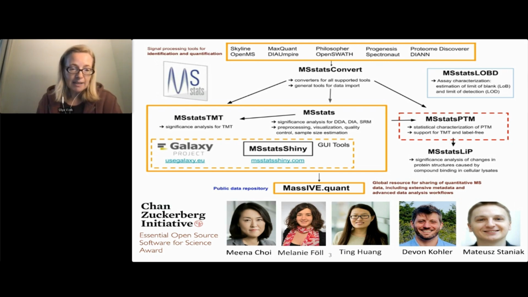Shiny is an R framework to build graphical user interfaces, and most of the functionalities now are also available through MSstats Shiny. And before I continue, I would like to make sure that I can acknowledge everybody who worked on that. Meena Choi was at the origin of the MSstats project and made really important contributions, especially to the core MSstats package. Ting is the lead author of MSstatsTMT. Devon has developed MSstatsPTM, MSstatsLiP, and also MSstats Shiny. Mateusz is a software engineer who did a lot of backend work to make sure that numerically all the methods are scalable and stable. And Melanie has led the integration with the Galaxy project.